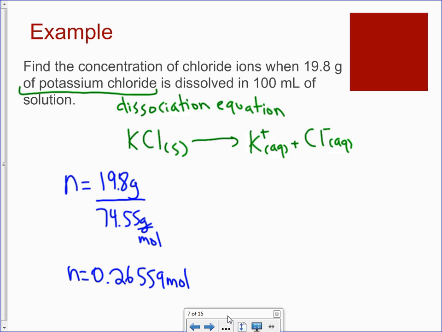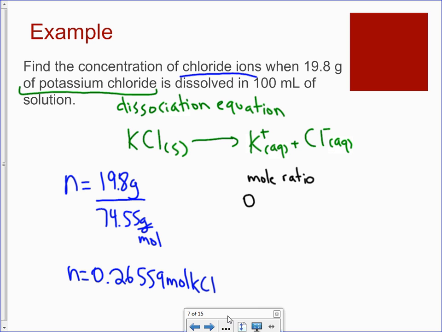Now, this is moles of potassium chloride, and ultimately we're interested in the concentration of chloride ions. So we have to figure out how many chloride ions we have in solution. So for that, we'll go back to our good friend, the mole ratio, and we'll set up a stoichiometric relationship to help us figure out how much chloride ions we have.